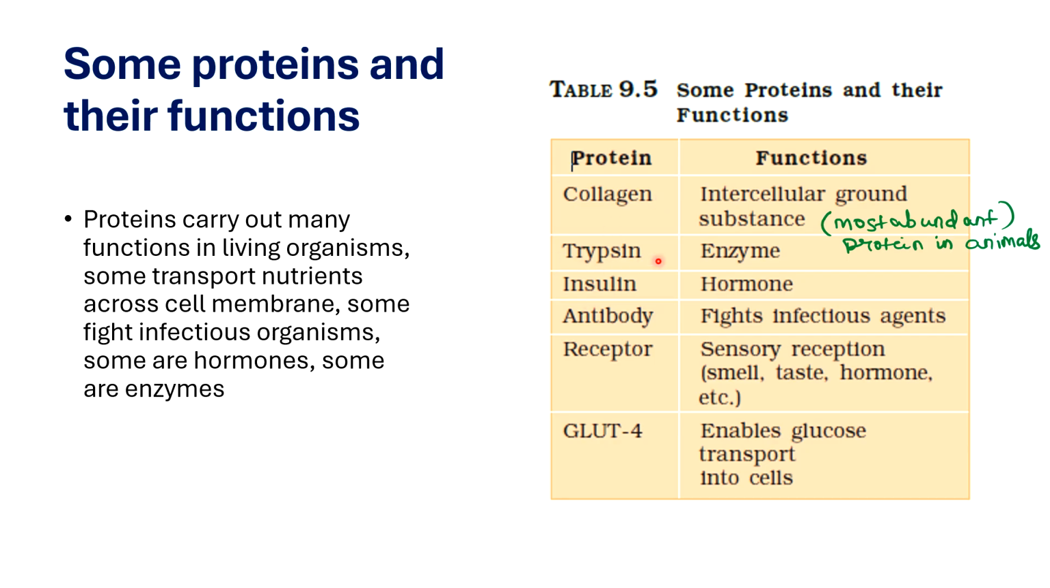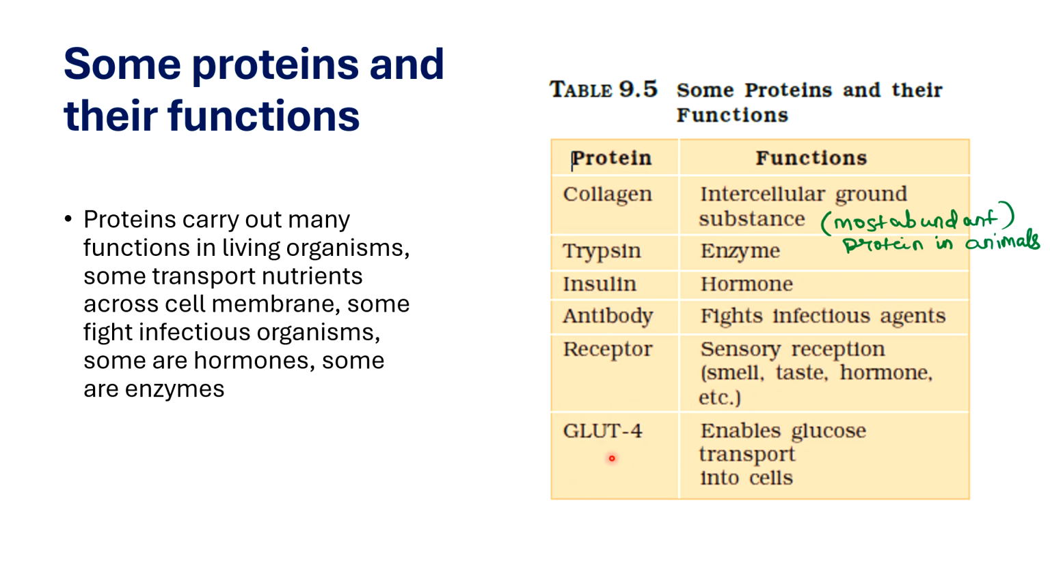Next example is trypsin, which is an enzyme. Then you have insulin, which is an example of a hormone. Insulin is for your blood glucose regulation, right? Then we have antibodies, which help us in fighting infectious agents, or immunity. Then we have receptors, examples of receptors like those which are helpful for sensory reception, like detecting smell, taste, and even for the hormones we have receptors. So all these are made up of proteins.